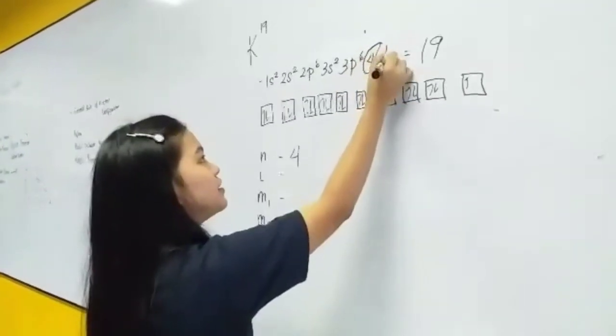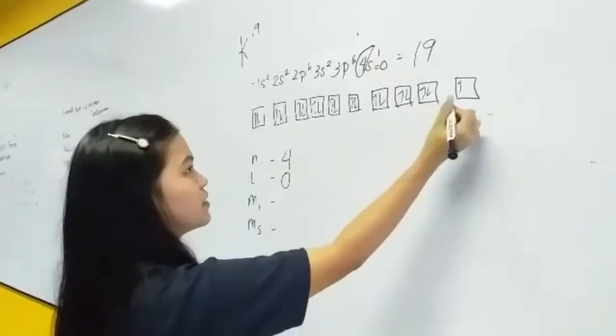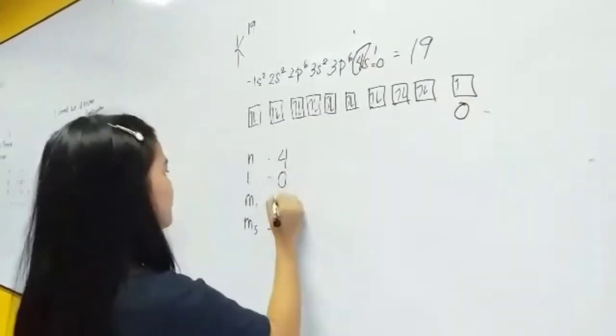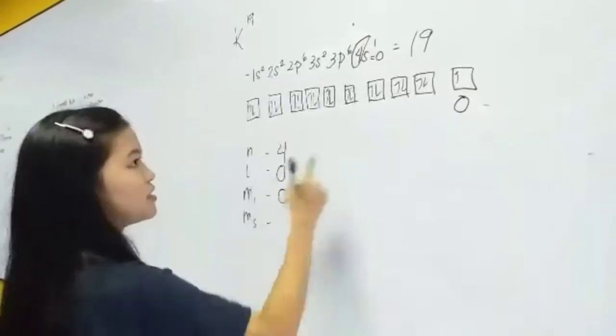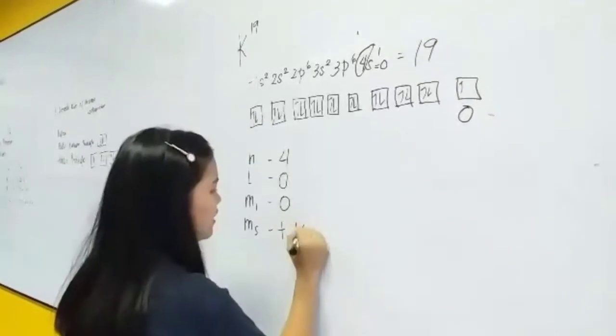n is 4 because it is the main energy level. l is equal to 0 since S is equal to 0, as well as m sub l. While m sub s is positive 1/2 because the last box contains an arrow with upward direction.